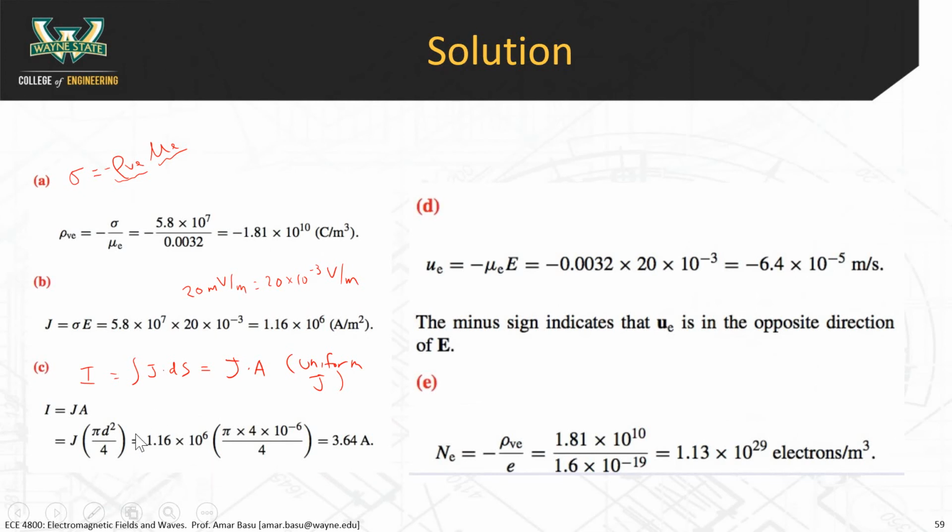The current density is given by 1.16 times 10 to the 6th, and then pi times 4. You substitute pi d squared in here, and you get 3.64 amps there, total current.